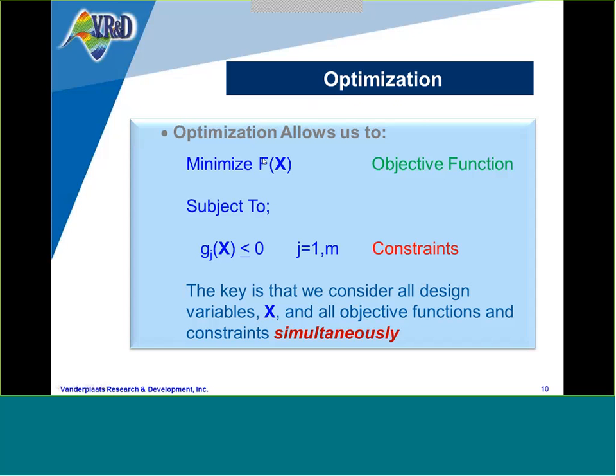So the optimization problem now says minimize a function called the objective function with limits on other functions which we'll call constraints. The key to optimization is the vector x that contains the design variables can have many design variables. We have solved problems in our Genesis software with over 2.4 million design variables. You can have many constraints, and it's not uncommon to have millions of constraints in structural optimization. And the key is that we consider all of these functions simultaneously.